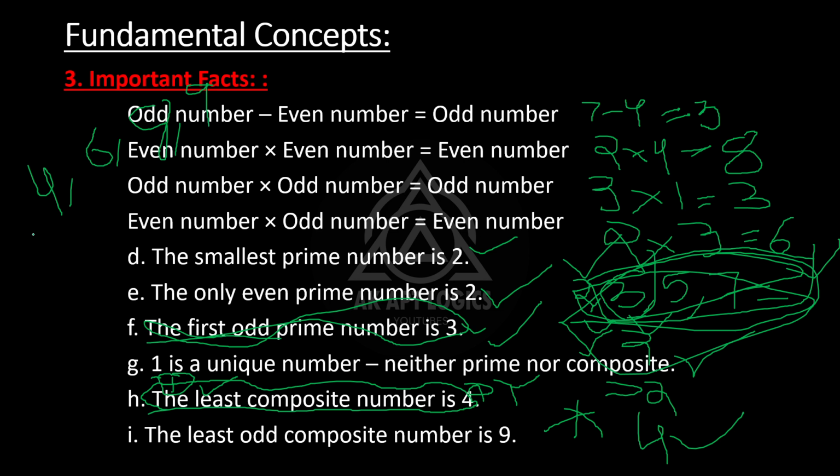4 is an even number, 6 is an even number, and 8 is an even number. Next, 9 is an odd number, which is a composite number. So it is the least odd composite number. This point is discussing that only. I hope you understood this point. 9 is an odd composite number, which is the least odd composite number.